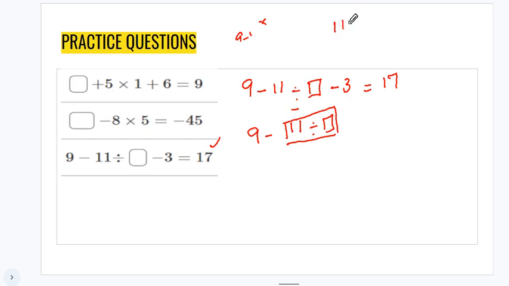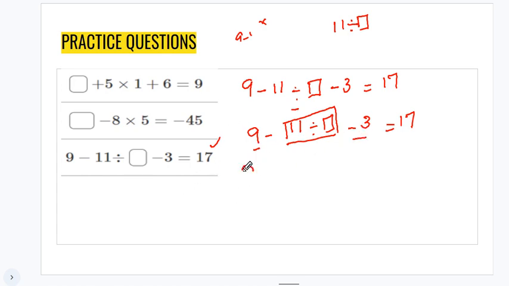So leave 11 divided by box. Okay. Leave it and put it in a big box. So just think that this is one box. Okay, now what we have to do, now let's move to the other numbers. We have +9 over here and -3 over here.